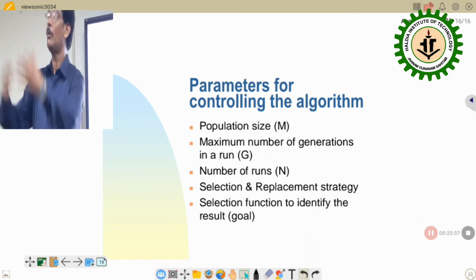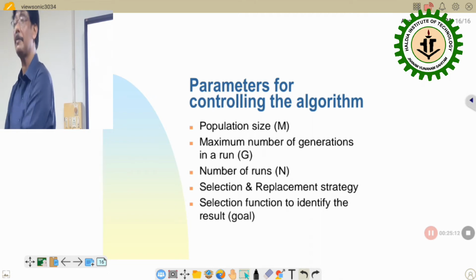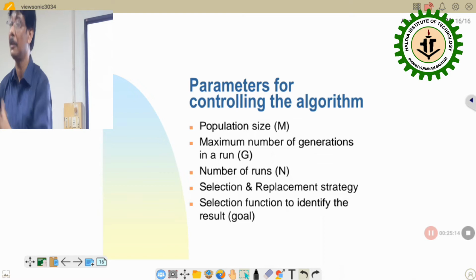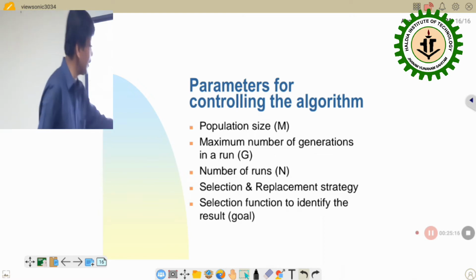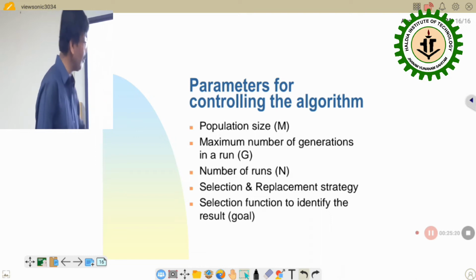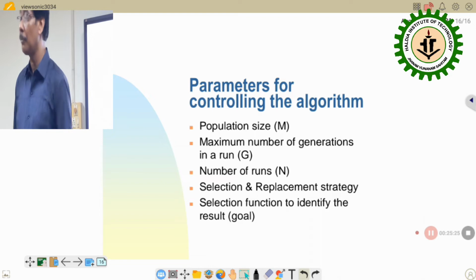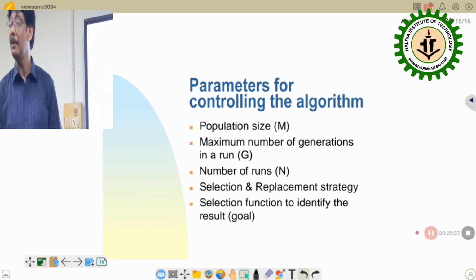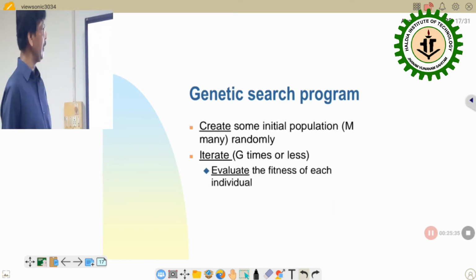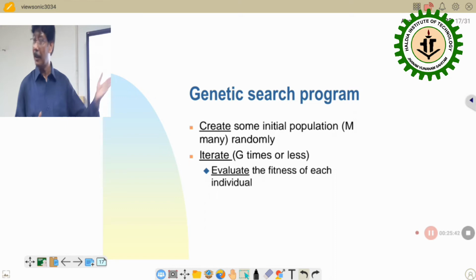Selection means what chromosomes you will select for the genetic operations to produce the offspring in the next generation. That you have to select. There are many kinds of selection in genetic algorithm. Selection function to identify the result: what selection procedure you will consider, that you have to identify. Now you see that the initial population is to be selected randomly. Initial population you always have to select randomly, as I have shown you.